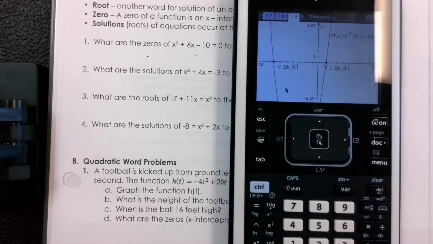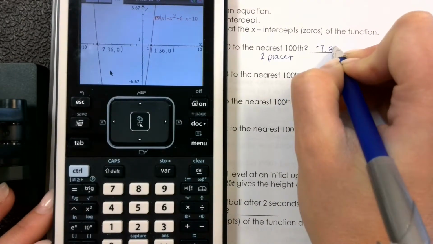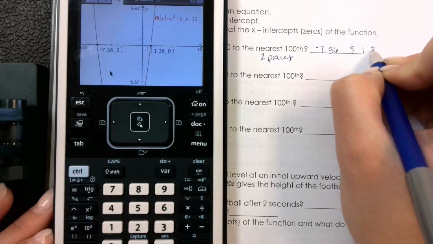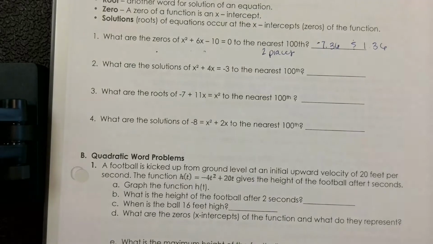Alright, so what are our zeros? Negative 7.36 and what else? 1.36. Is that okay? Questions? So we're all right? You're not telling me anything, so I'm assuming that you're good. You good? Okay, I mean, I'm just seeing tops of heads. I guess that's because you're just working so hard?